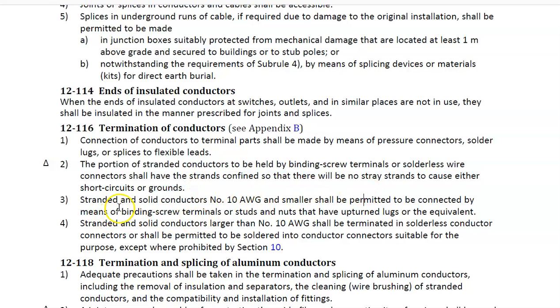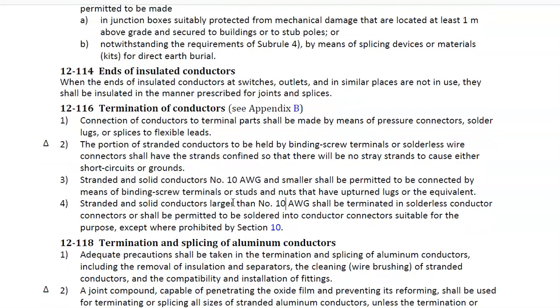And anytime that we've got stranded and solid conductors, 10 and smaller, so 10, 12, and 14, we're allowed to connect them by means of binding screw terminals or studs and nuts that have upturned lugs or equivalent. But anything that is larger than number 10 has to be in a solderless conductor connector, so that's going to be inside of a lug, or has to be soldered into place. So 10 and smaller, we can wrap around something. Number 8, can't do it. Number 6, can't do it. Only 10 and smaller can be wrapped around.